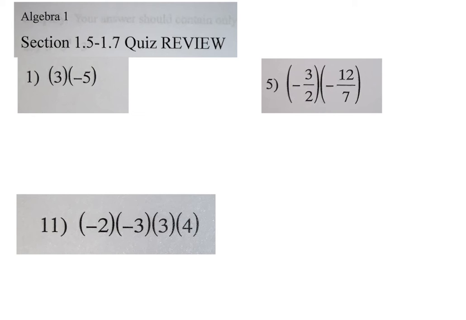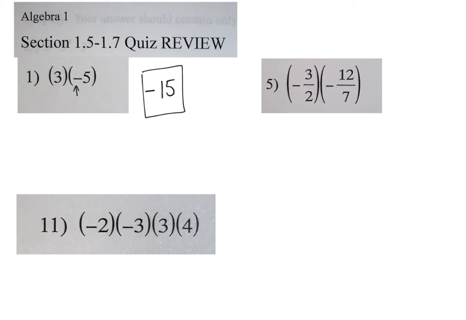Number 1 is just 3 times 5, which is 15. But then you have to look, I have a positive and a negative. So when I do the 3 times 5, my 15 doesn't change, but it is going to be negative because one of those was negative. I have one negative, so my answer should be negative there.